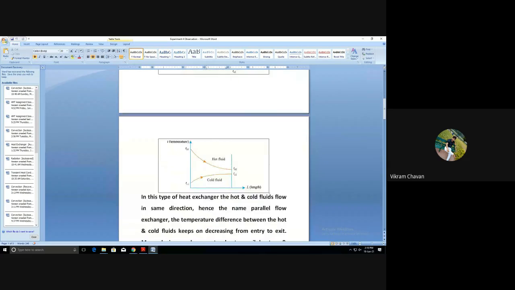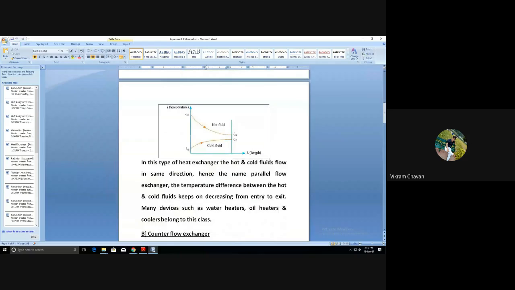Okay, so in this type of heat exchanger, the hot and cold fluids flow in the same direction. Hence, the name parallel flow exchanger. The temperature difference between the hot and cold fluids keeps on decreasing from entry to exit. Many devices such as water heaters, oil heaters, and coolers belong to this class. Okay, so there are many applications. Some of them are heaters, oil heaters, coolers, and in these applications, this parallel flow type of heat exchangers are used.